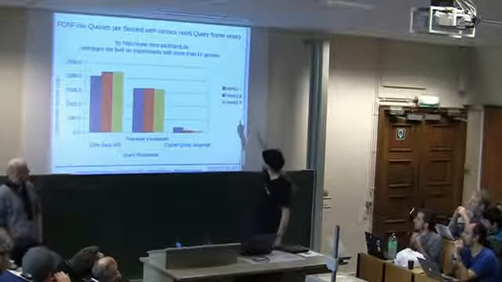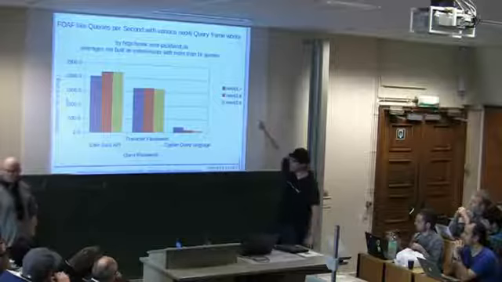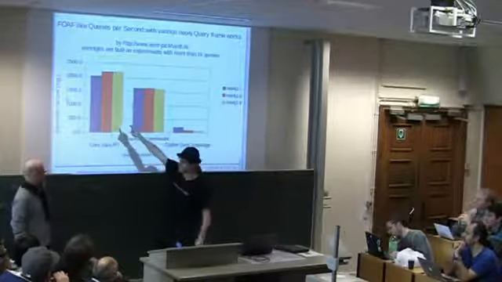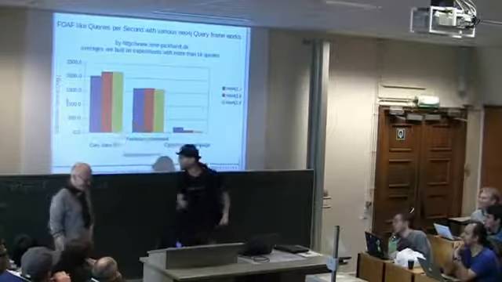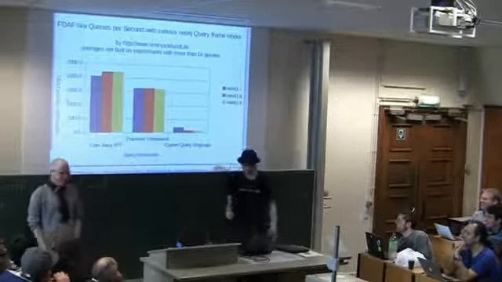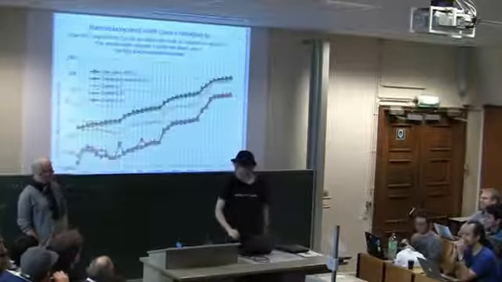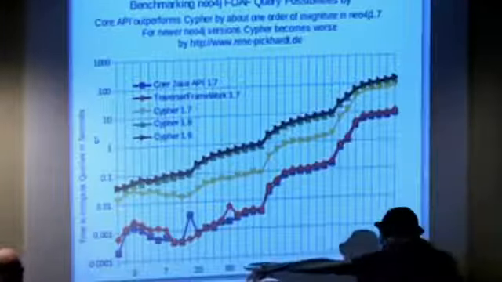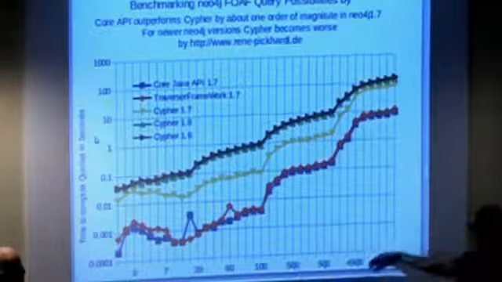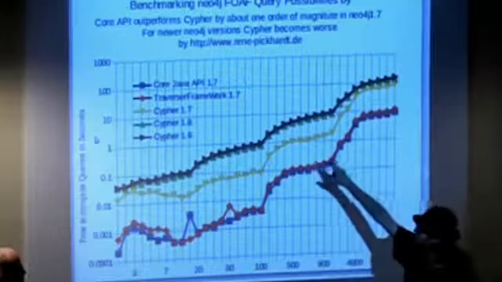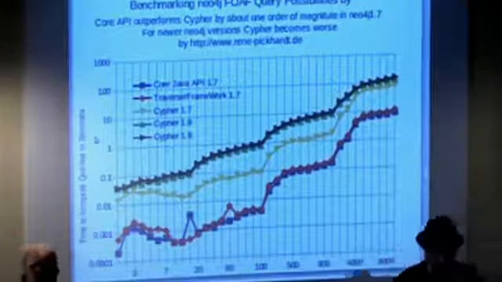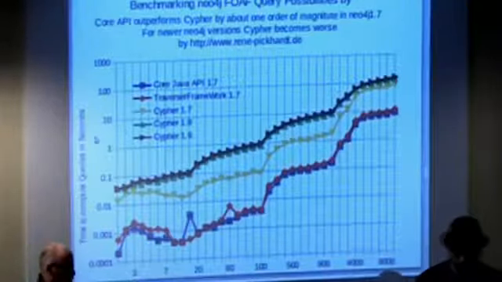As you see, across Neo4j 17, 18, 19, Cypher is getting even slower with the newer versions, whereas the core API is getting faster in the newer versions. And we also did this with datasets of different size. When we made more and more queries, we already see that there's really an order of magnitude between Cypher and the core API.